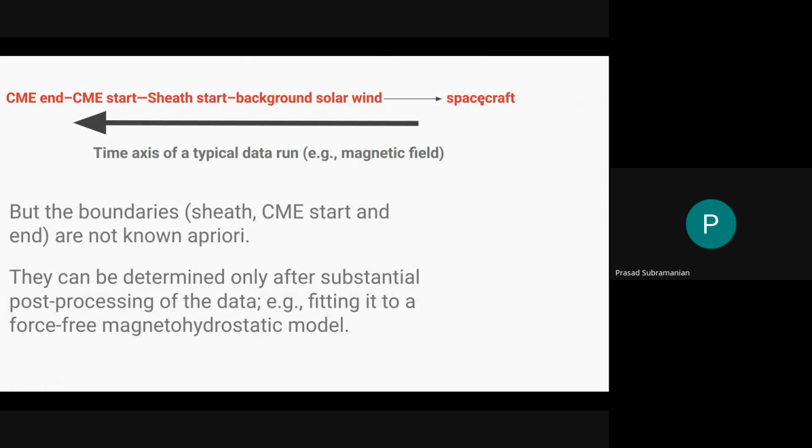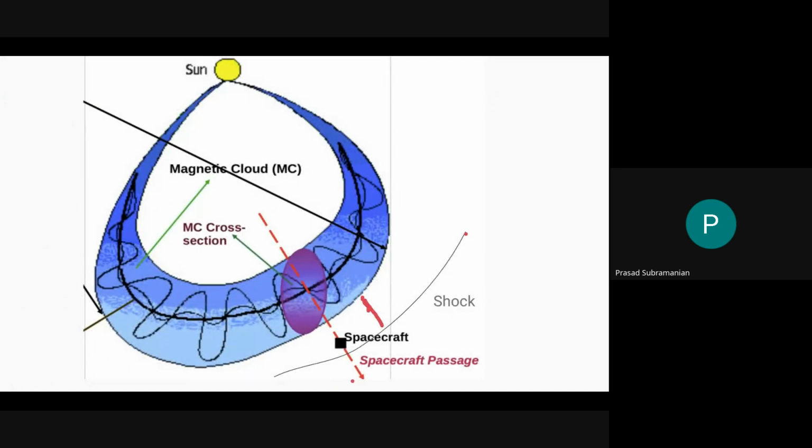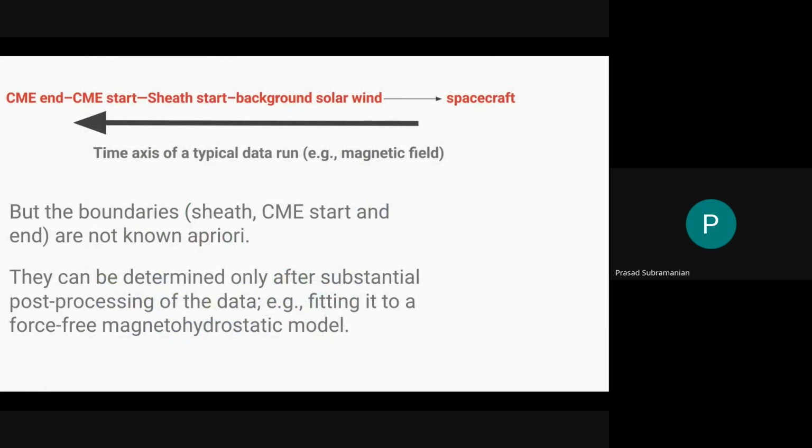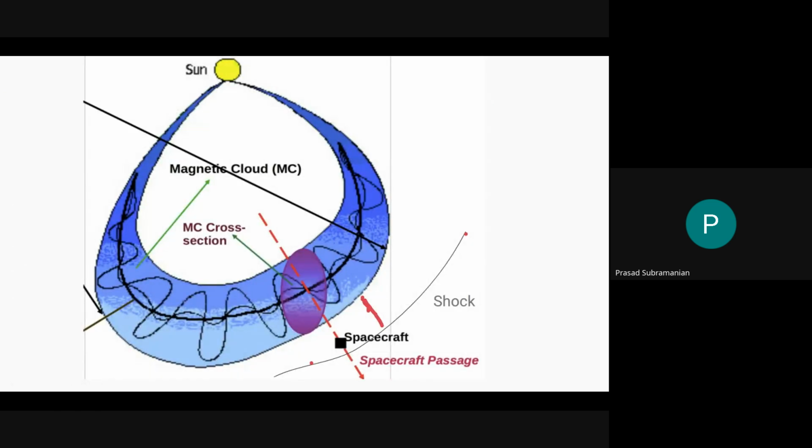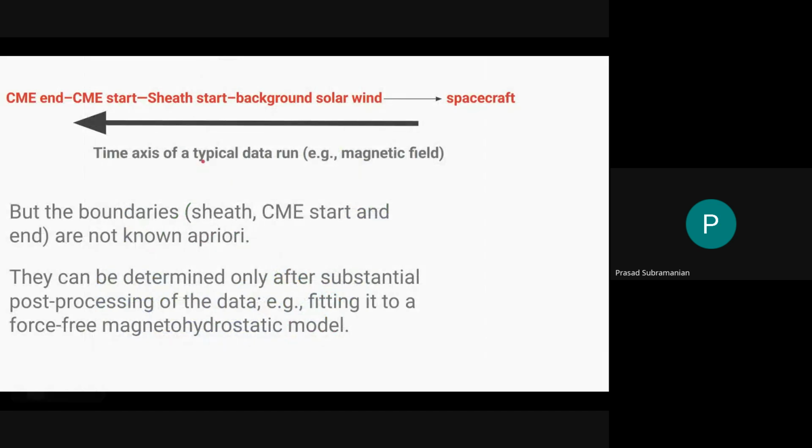So this sequence is going past. The spacecraft first encounters whatever was before the shock, the background solar wind. Then it encounters the sheath, which is the part between the purported shock and the coronal mass ejection. Then it encounters the body of the CME, and so that's how.